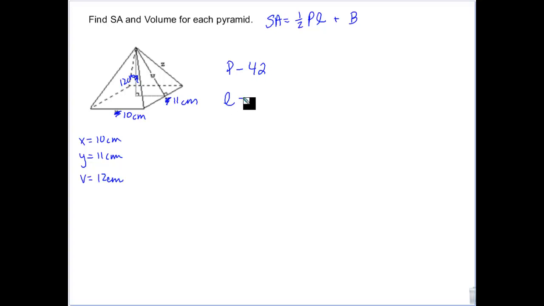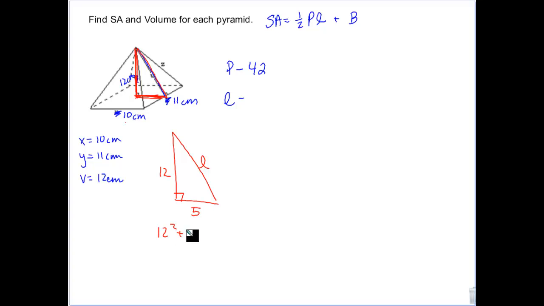Slant height, we need to find that out. Slant height on this diagram would be like that w right there. If we look carefully, we can see that the slant height and the height of the pyramid can form a right triangle. So I'm just going to pull that right triangle out. This is our slant height. We can clearly see that that is 12, the height. And then the distance here, this bottom part of the triangle, corresponds with our side 10, and it's going right to the middle of the base, so that has to be a length of 5, half of 10.